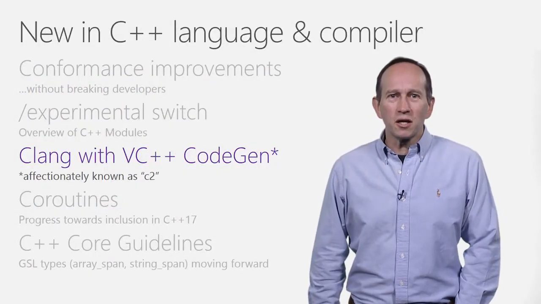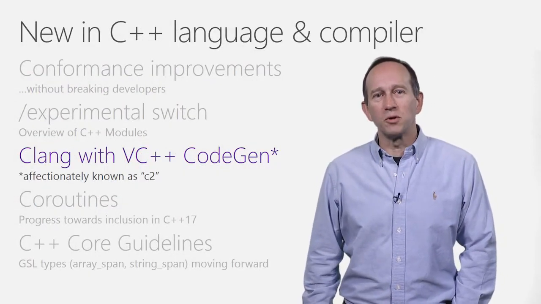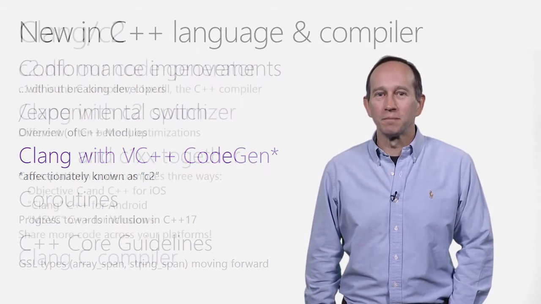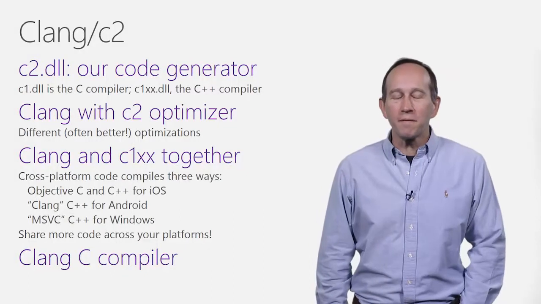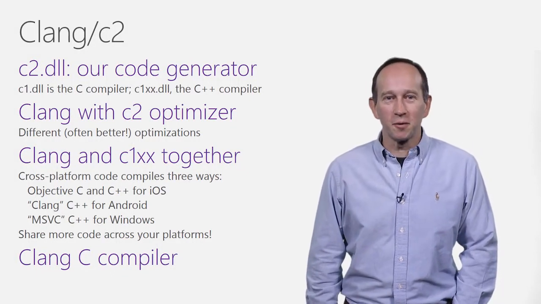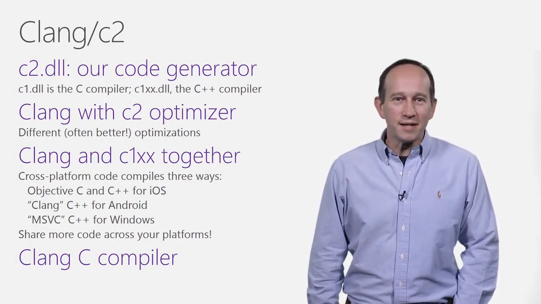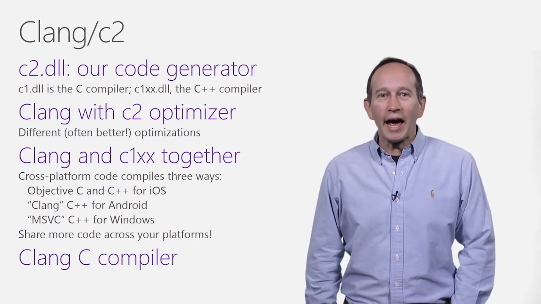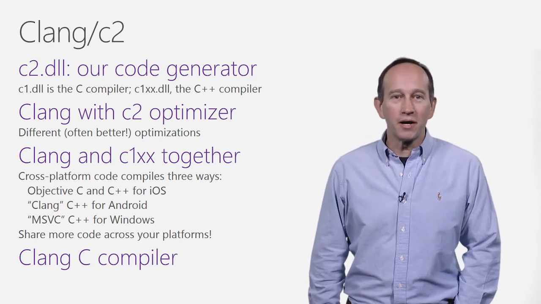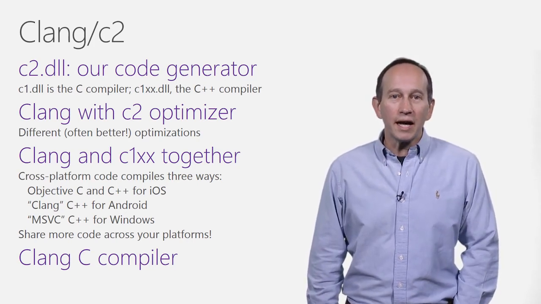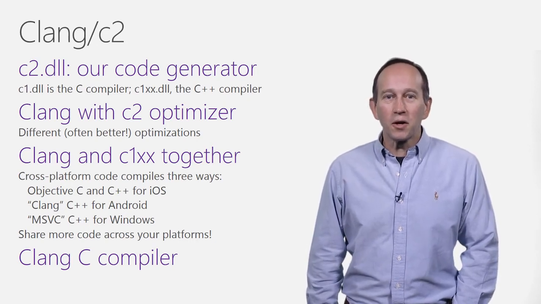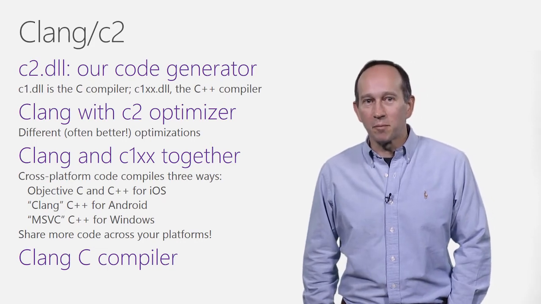Now, moving on from changing the language to changing the compiler, one of the more exciting things we're doing is letting you use the Clang compiler with the C2 code generator. A little explanation. We've got a fabulously boring set of names for our compiler toolkit. C1 is the C compiler, C1XX is the C++ compiler, and C2 is the code generator and optimizer. So letting you use Clang as the compiler with C2 means you can optimize and link together code compiled with the Clang compiler and code compiled with our C1XX compiler.